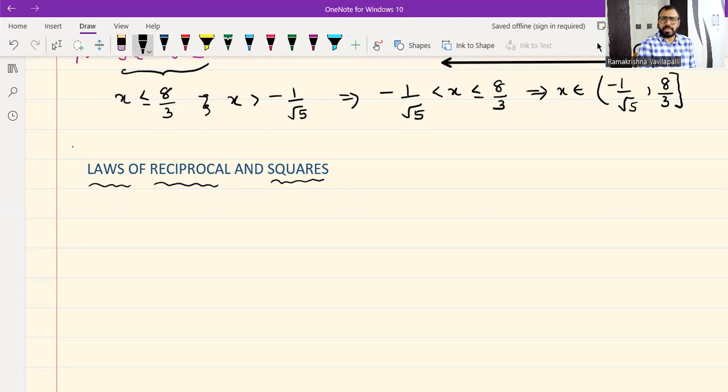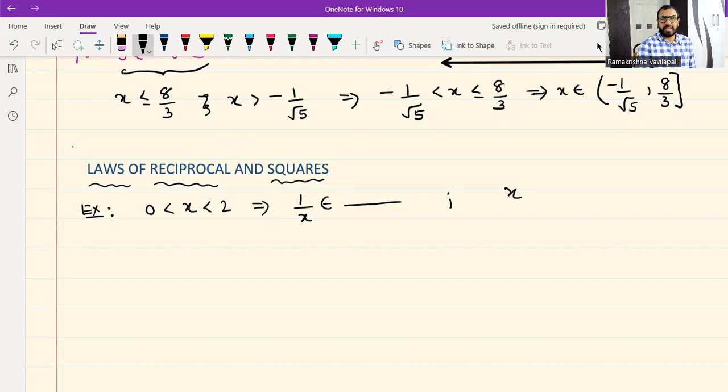For example, first let us take an example. You take 0 less than x less than 2. Then what is the interval of 1 by x? 1 by x belongs to dash interval. This is our question, right? You see, here x is positive. x is a positive quantity.